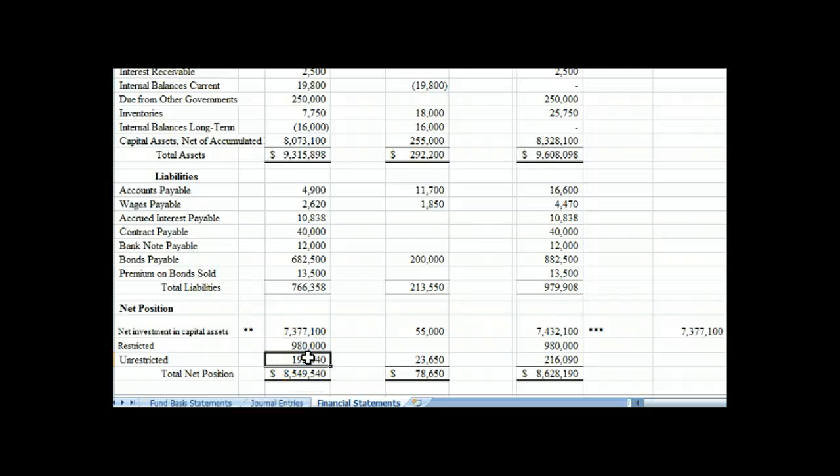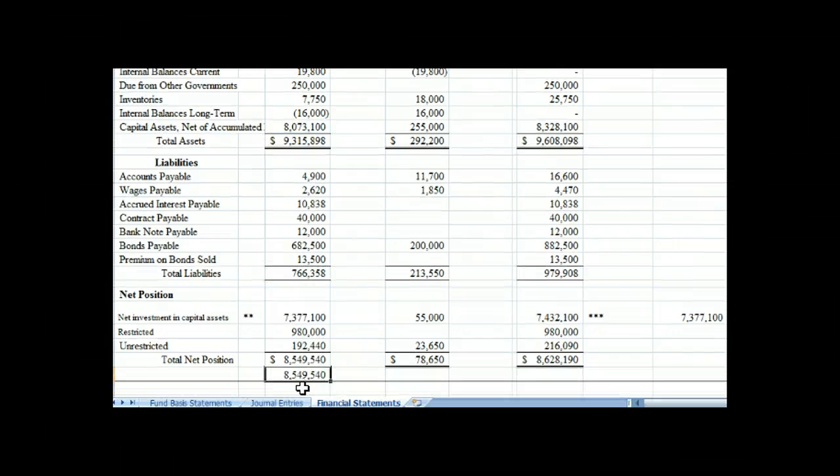Then unrestricted becomes the default. This total net position down here of $8,549,540 is nothing more than taking the total assets minus the total liabilities, as you see right there. That's your $8,549,540. So that's how you break it out.